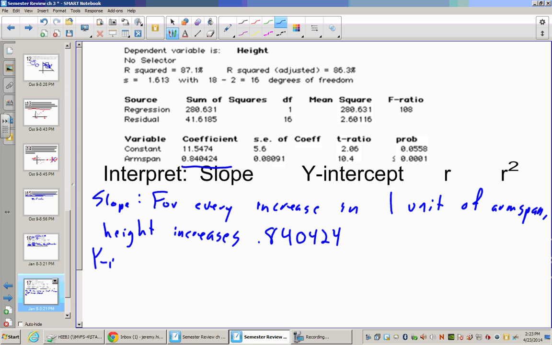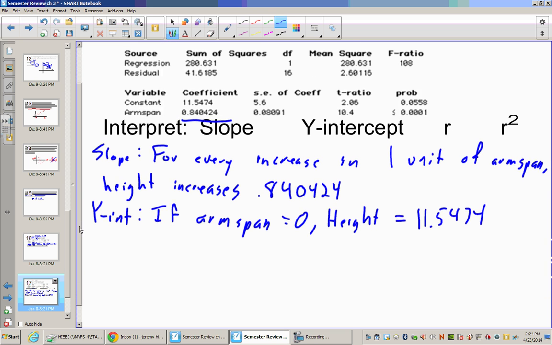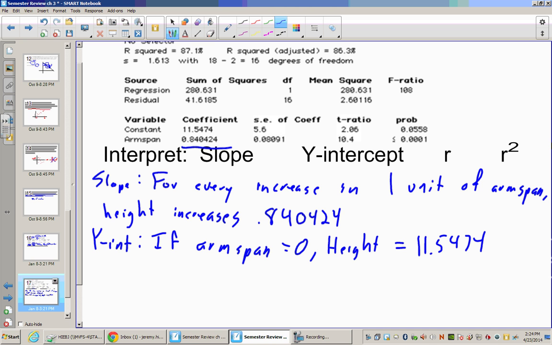If I want to interpret my y-intercept, it is what happens when arm span is 0. So if arm span equals 0, height equals 11.5. Now, this makes no sense in this particular situation because I'm assuming this is people or birds or something, and there's not going to be an arm span of 0. And it's not birds because it's arm span, but whatever.